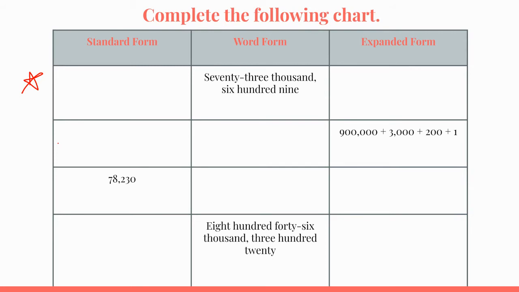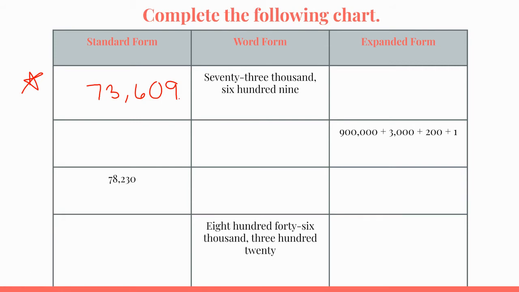So 73,000, okay, 600, there's no tens, so 9, 609. So standard form is written exactly how it is said from word form, and word form is written exactly how it's said. So these, when you read them, should sound exactly the same. 73,609 and 73,609. They should read exactly the same.